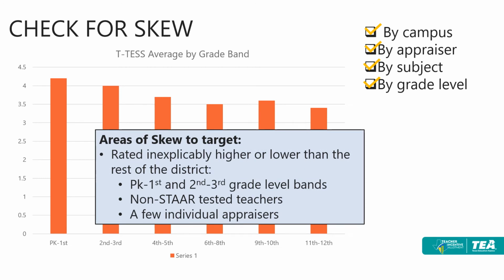The first is there are a couple of grade level bands that they need to focus on, pre-K through first and second through third. The second is they need to focus on non-STAR tested teachers and ensuring that those teachers are rated accurately. And finally, there are a few appraisers across the district who need to be retrained and recalibrated. Next, they'll check their observation data for correlation to their student growth data.